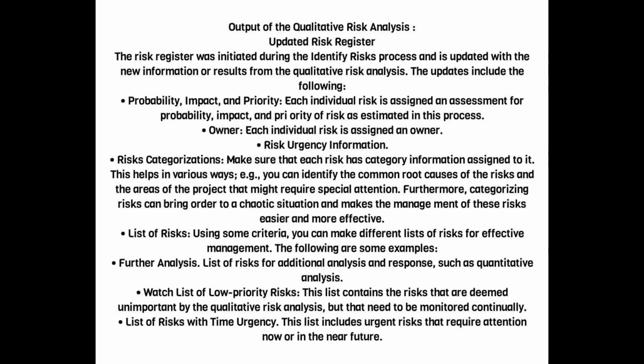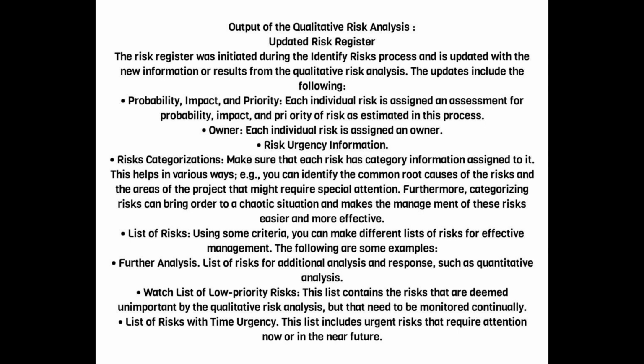Risk categorizations: make sure that each risk has category information assigned to it. This helps in various ways. For example, you can identify the common root causes of the risks and the areas of the project that might require special attention. Furthermore, categorizing risks can bring order to a chaotic situation and makes the management of these risks easier and more effective. List of risks: using some criteria, you can make different lists of risks for effective management.